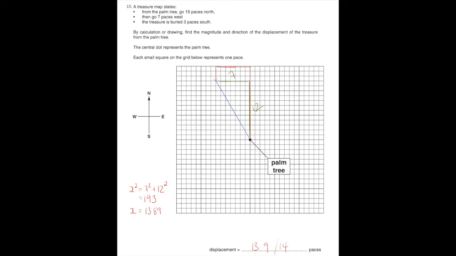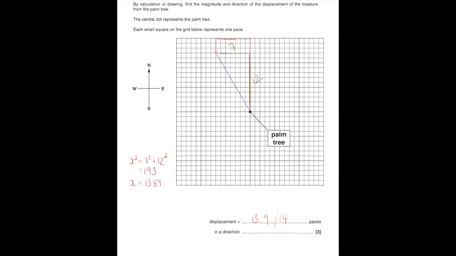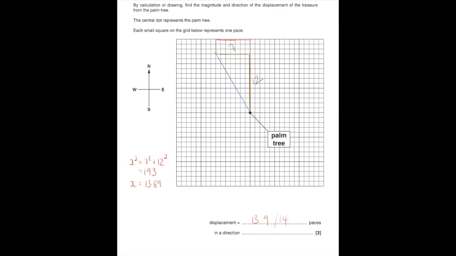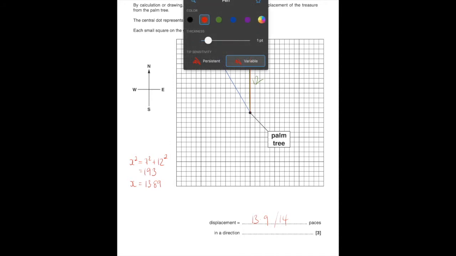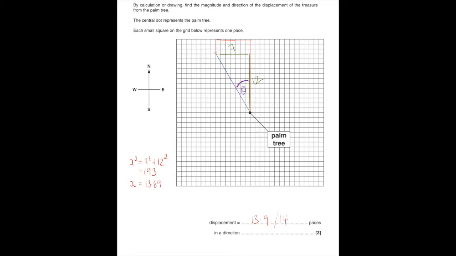Then you are being asked for the direction. As always with these, make sure you add some sort of annotation to show what direction you're referring to. For example, it would be quite easy to just do this one here. That would give us an angle, and if you showed clearly that that was the angle you were working out, that would be absolutely fine. In this case, tan theta is opposite over adjacent, so we've got 7 over 12, and when we do that, theta comes out at about 30 degrees. So there is option 1, as long as you have annotated to show which angle you're referring to.